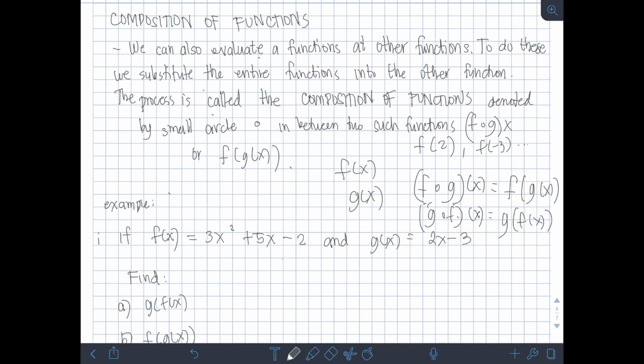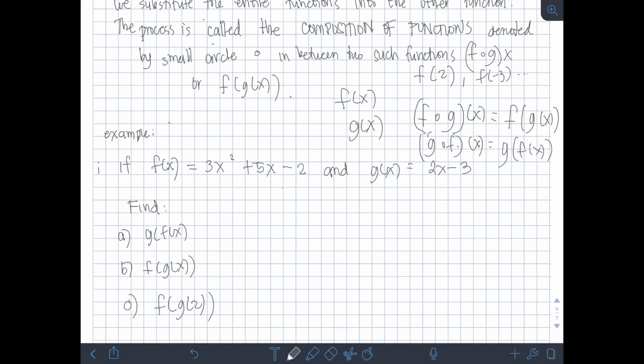Okay? So let's illustrate. So number 1, we have f of x is equal to 3x squared plus 5x minus 2 and g of x is equal to 2x minus 3. So sabi, find g of f of x. So i-evaluate natin yung function g of x doon sa f of x. So isa-substitute natin sa lahat ng x ng g of x yung function mismo na f of x. So we have 2 times yung x, papalitan natin ng f of x. So 2 times f of x minus 3.